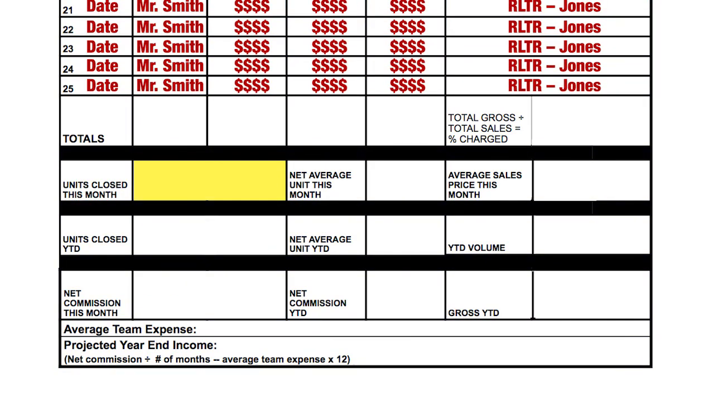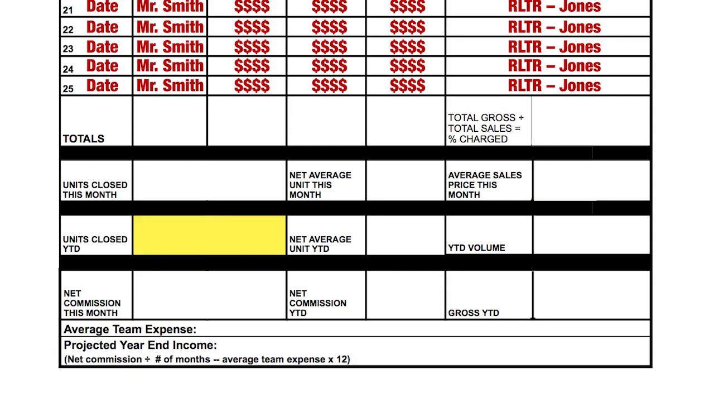The math on the bottom, if you're a real estate agent, most of it is very much the same. We're asking your units closed this month. You bring that down from the top. We're asking your net average unit this month. You take your net commission divided by units. We're asking your average sales price this month. Just take your sales price total divided by the number of units.